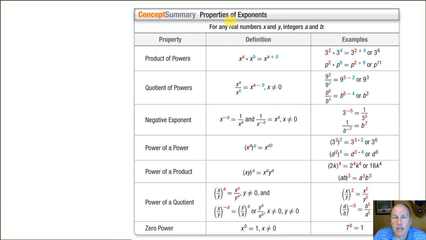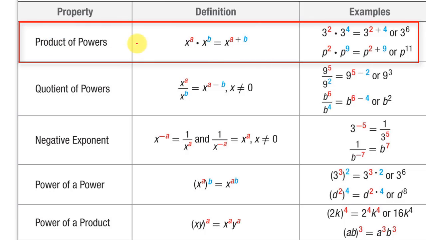So let's take a look at some of the properties of exponents here, because they're crucial in being able to simplify and solve both monomials and polynomials. If we're looking at two numbers that have powers in them and we want to multiply them, we add the powers. So x to some power times x to some other power is equal to x to the sum of the powers. For example, if we have 3 squared times 3 to the 4th, we get 3 to the 2 plus 4, or 3 to the 6.